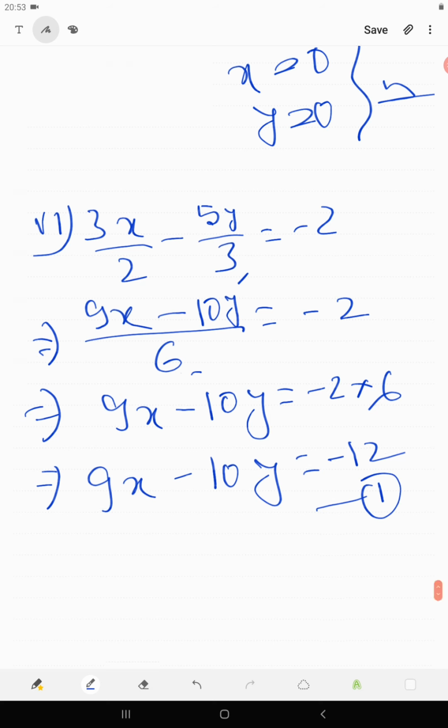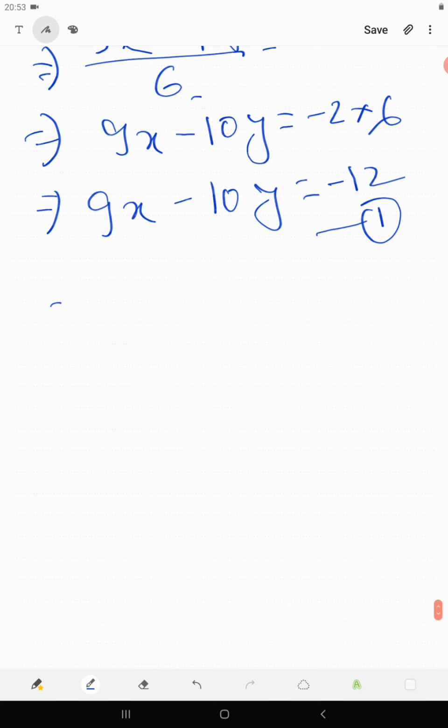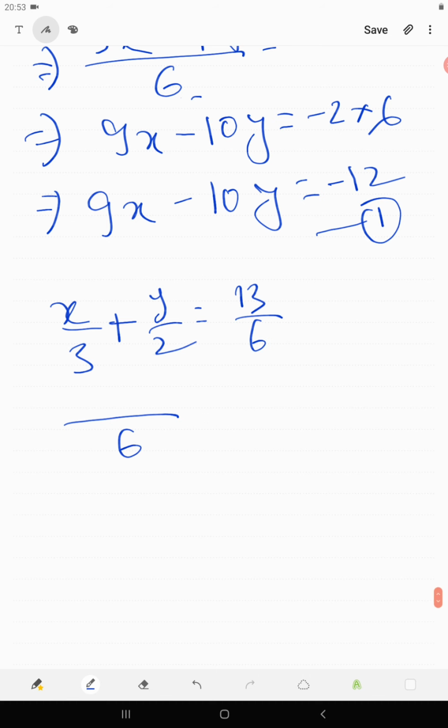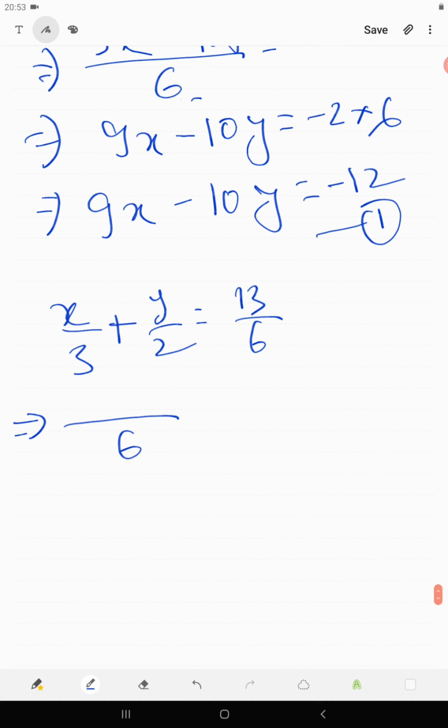Okay, then second is x by 3 plus y by 2 equals 13 by 6. Again we will take LCM. So the LCM of 3 and 2 is 6. Now 6 divided by 3 is 2, and 2 will be multiplied with x, so 2x. Now 6 divided by 2 is 3, 3 will be multiplied with y, and we will get 3y, equals 13 by 6.